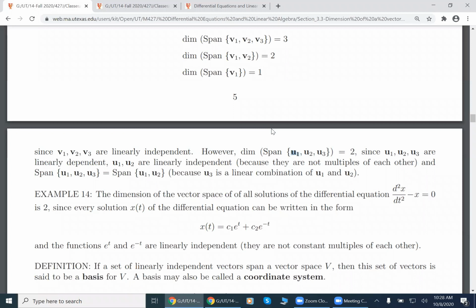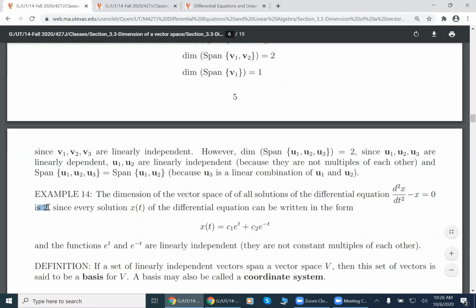Yeah, thank you. Now let us go back to our differential equations. Let us consider this differential equation. We know that the general solution is this. Since the functions e^t and e^(-t) are linearly independent, and any other solution can be written as their linear combination, the dimension of the vector space of all solutions of this differential equation is 2.